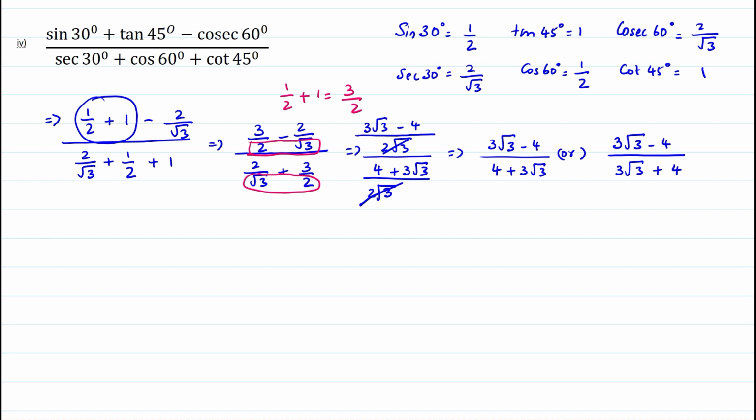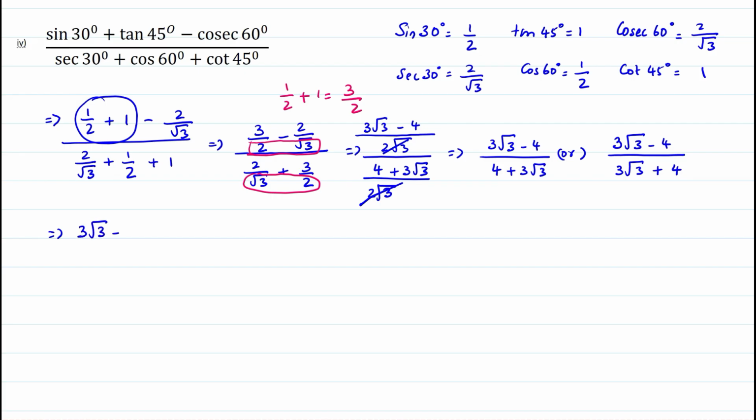Now, in CBSE, what I told, you can't leave any root terms in the denominator. So, the best way to remove the root terms in the denominator is to multiply and divide by the conjugate of the denominator. The denominator has a plus sign, so its conjugate has a minus. So, you have to multiply by 3 root 3 minus 4 divided by 3 root 3 minus 4. If you multiply and divide by the conjugate of the denominator, then you can remove the root term in the denominator. So, let's do the next step.